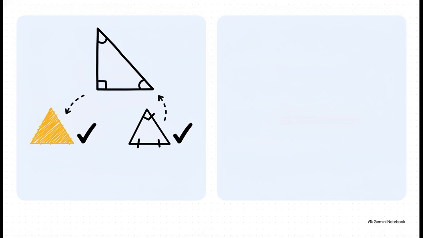Then statement 2 comes along and says it's an isosceles right triangle, a 45-45-90 triangle. That means the two legs are strictly equal, letting us find the perimeter a totally different way. Both statements give us independent, fully sufficient pathways to the exact same answer. Either one works perfectly alone.